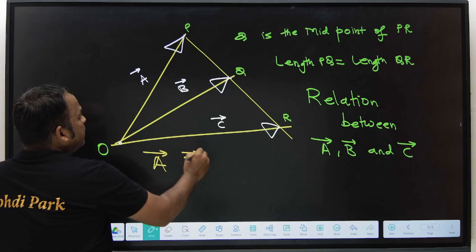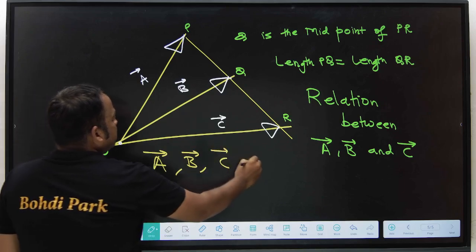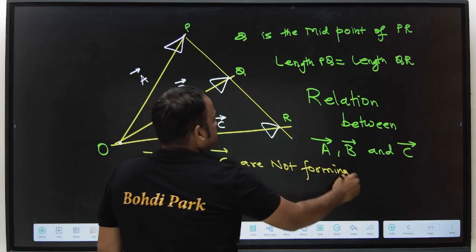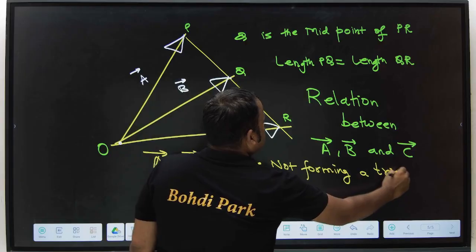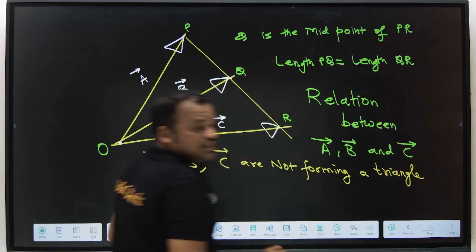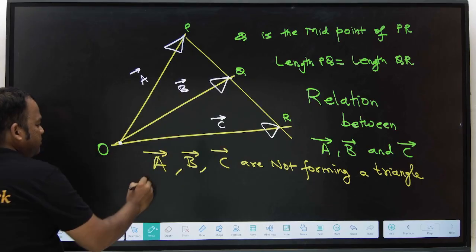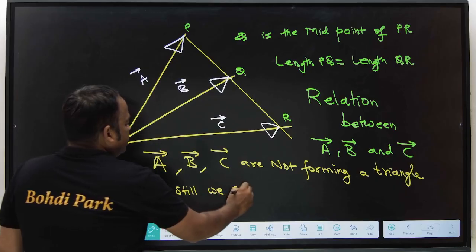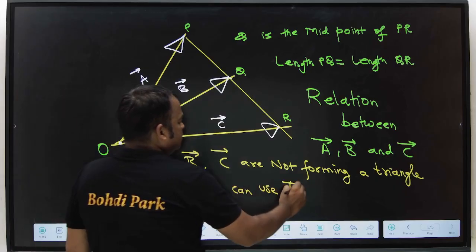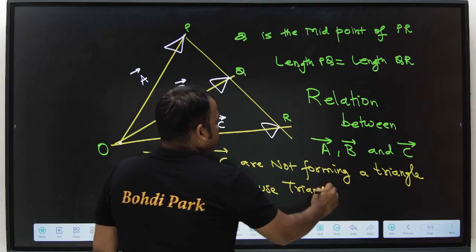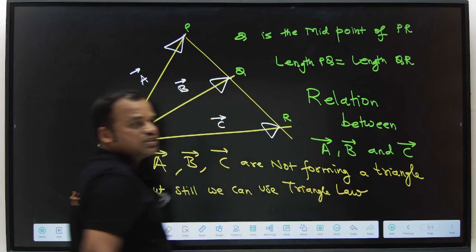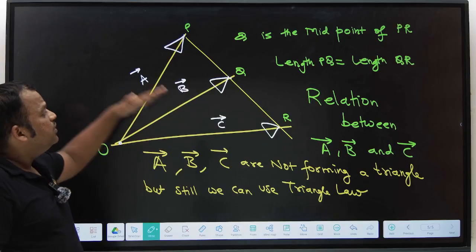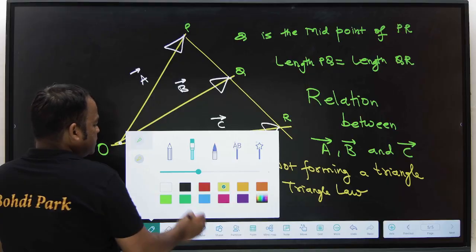So A vector, B vector and C vector are not forming a triangle, but still we can use triangle law. Still they are not forming three sides of a triangle, we can use triangle law. How to use that triangle law?